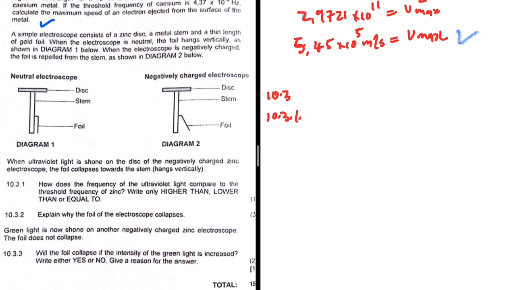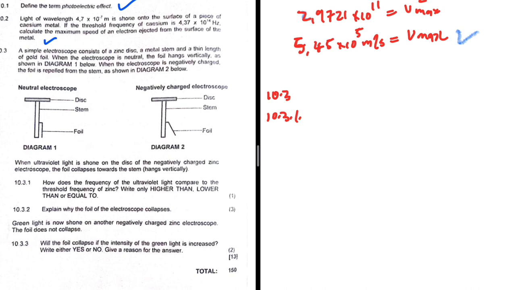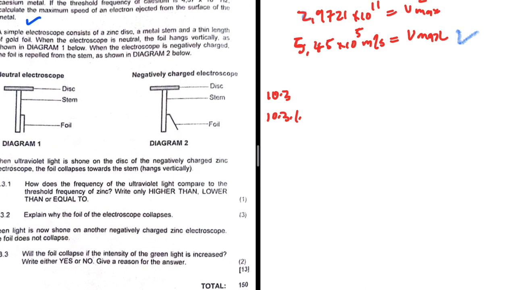First question, 10.3.1. How does the frequency of the ultraviolet light compare to the threshold frequency of zinc? Higher than, lower than, or equal to? It is higher than. That is why the photoelectric effect is taking place.